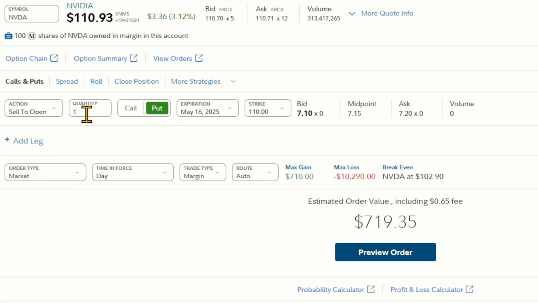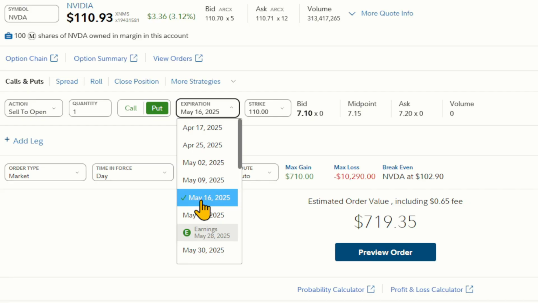I just want to do one contract. I don't have that much money in cash right now, right? So I don't want to buy too many shares, because that would cost me $11,000 if I want to buy these shares. So I am giving up that right when I sell this put contract. So sell to open one put contract.